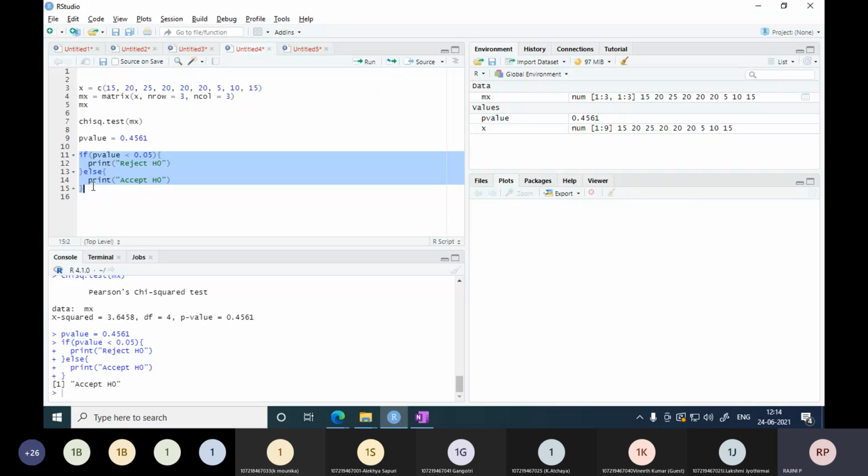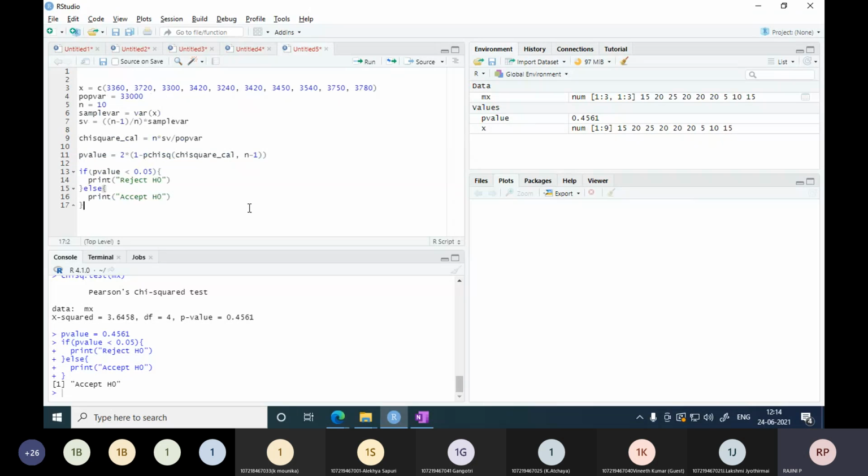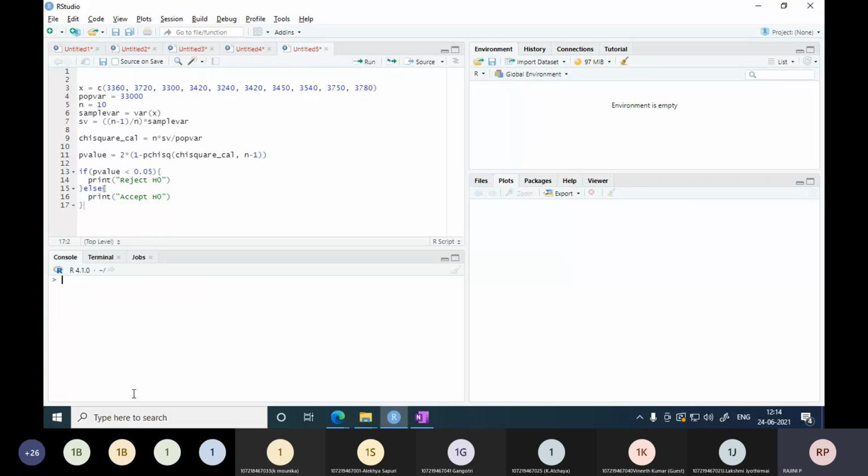You know this if else condition. I'm just copying this. Is it clear, everybody? Yes, ma'am. Before running, clear everything. Now run this.